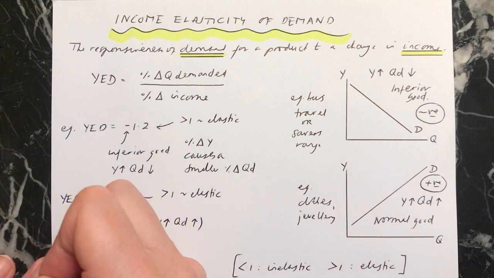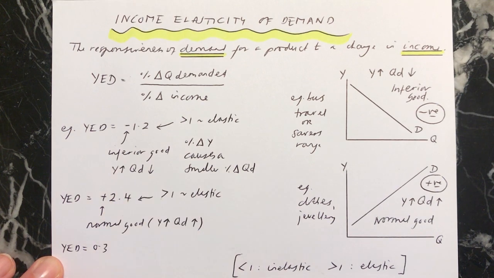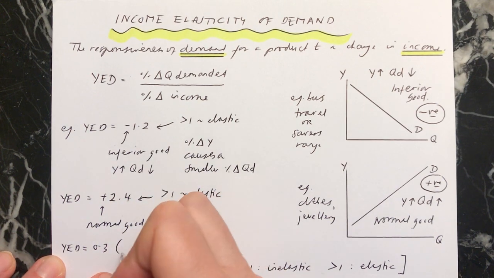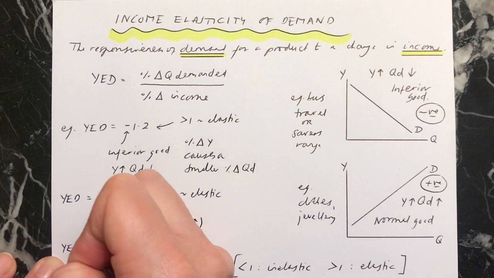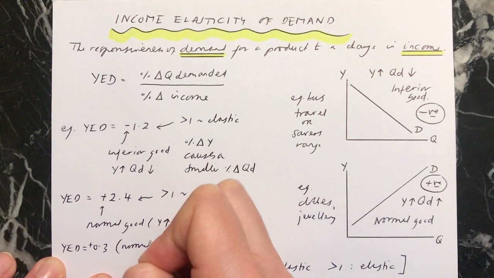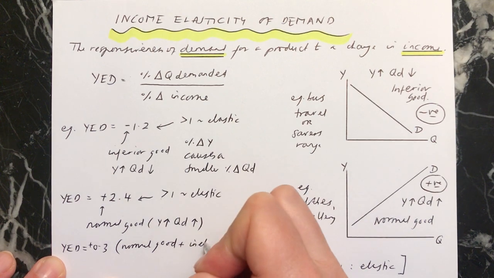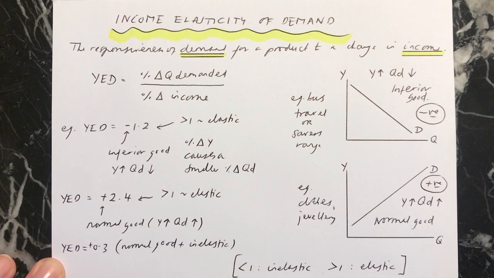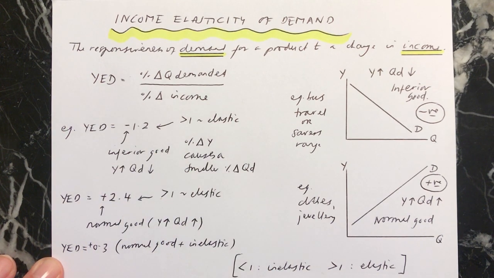If we look at just a couple more, if your YED is 0.3, we know it's a positive value. We don't have a negative. So it's a normal good. And we know that it's inelastic because it's less than 1. And remember that you're ignoring your positive sign or your negative sign to see whether it's elastic or inelastic.